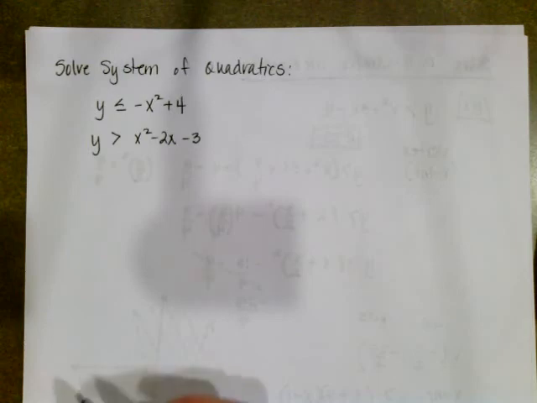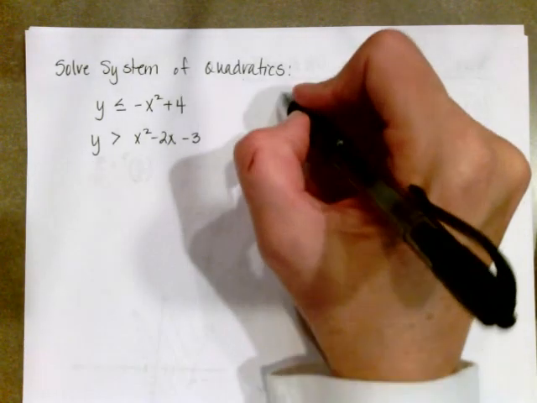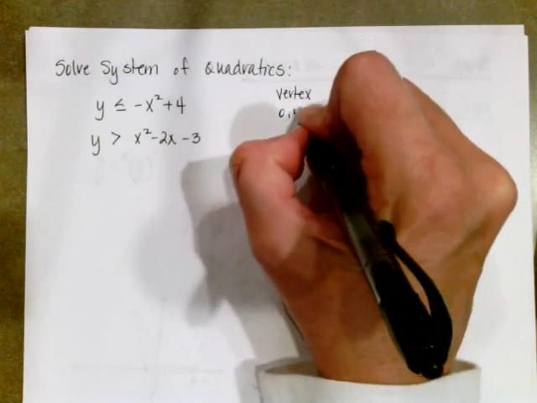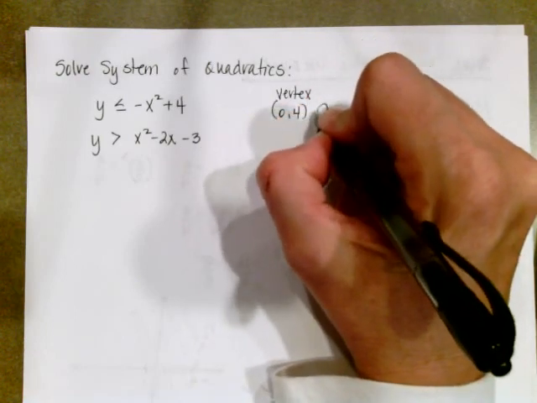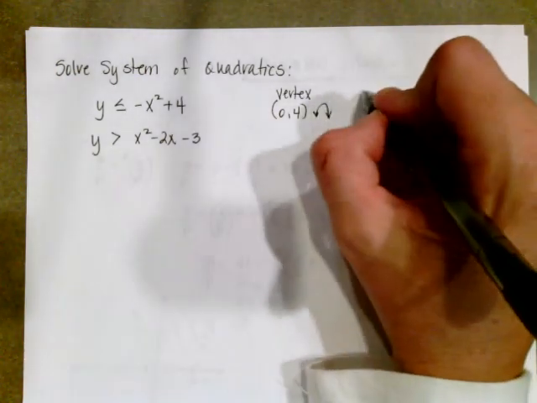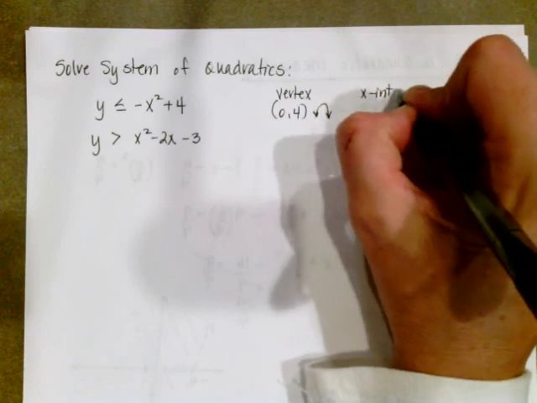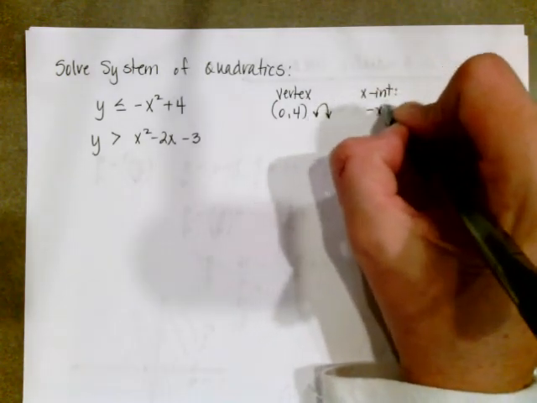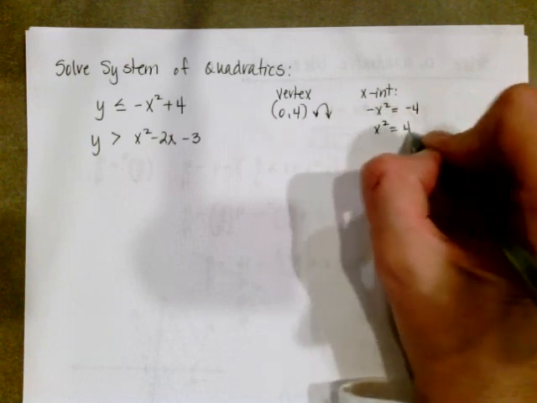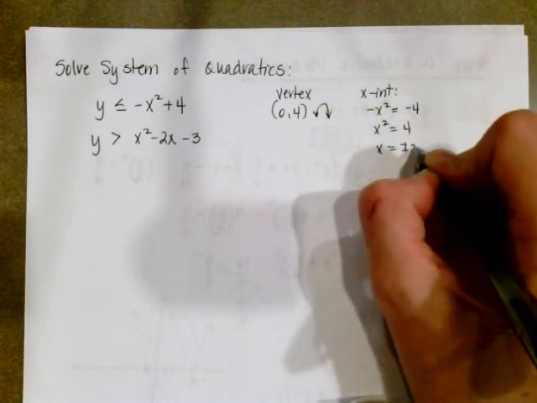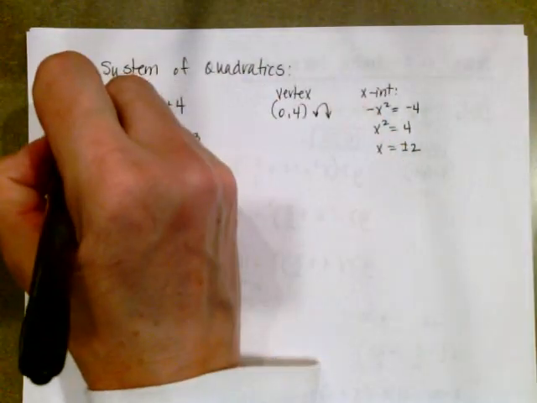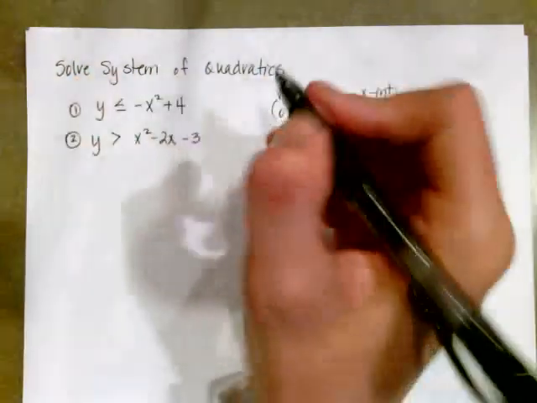So I'm going to manage each equation. For my first equation, the vertex is going to be (0, 4). I know that the parabola is turned upside down because a is negative. And then I know that my x-intercepts are going to come from negative x squared is equal to negative 4. x squared is equal to 4. So x is going to be equal to plus or minus 2. So my x-intercepts for, I'm going to label these so I can talk about them a little bit easier.